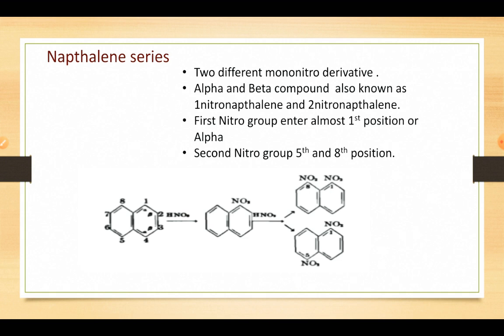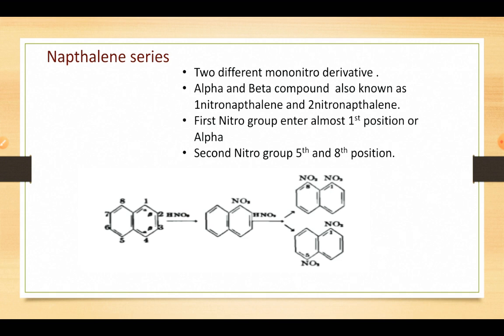The naphthalene series is also part of aromatic nitrations. In the naphthalene series, there are two different mononitro derivatives, the first is alpha and the second is beta. This naphthalene series reacts with the nitronium ion from nitric acid. The NO2 group attacks the first position, and the products formed are 1-nitronaphthalene and 2-nitronaphthalene.